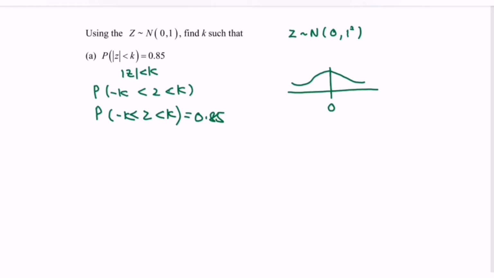Next is to locate the value K. So where we have negative K on the left and K on the right. Shade the region. Modify the situation. So kindly refer to the diagram. We split it into two parts.